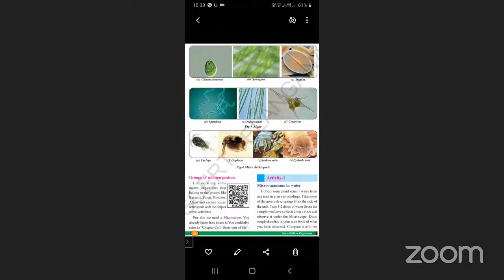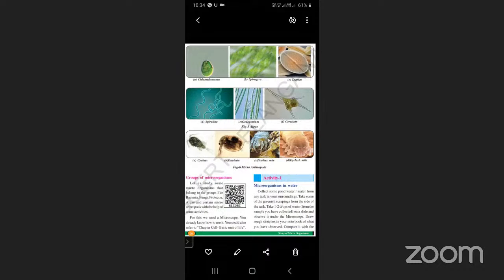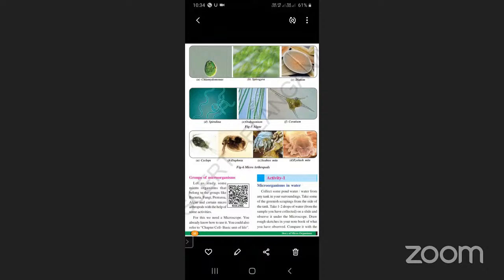Here we have Chlamydomonas. Chlamydomonas is also important. Spirogyra, Chaetomorpha, Spirulina, Oedogonium. Please check the spelling once, Oedogonium. And Serratium, Cyclops. So here in biology, different terminology is there, so we have to concentrate on the particular names.